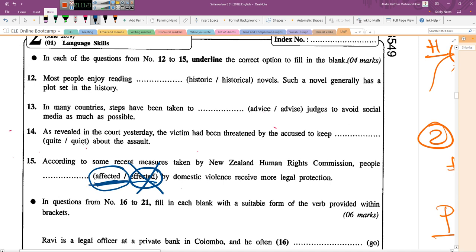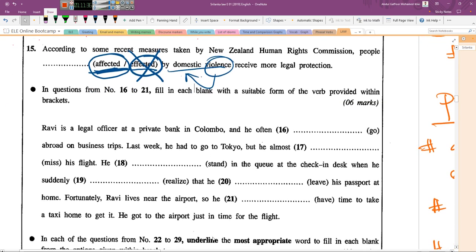So New Zealand Human Rights Commission: people affected by domestic violence receive more legal protection. Domestic violence means the violence happening at home. Okay, right. Now we will move to the next question.